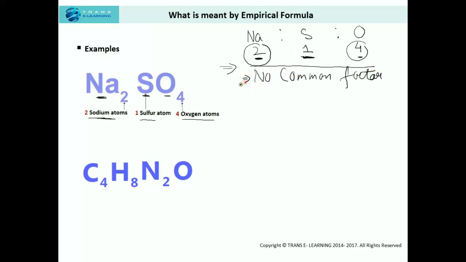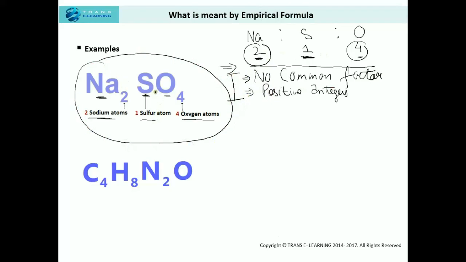The second condition is that these ratios should be positive integers, and they are. So these two conditions are justified, so we can consider sodium sulfate, that is 2 atoms of sodium, 1 atom of sulfur, and 4 atoms of oxygen, as the empirical formula of sodium sulfate.